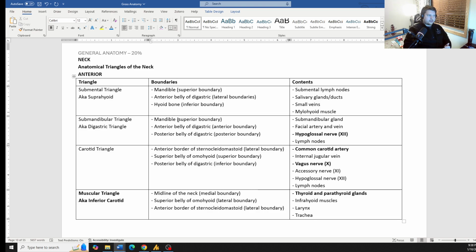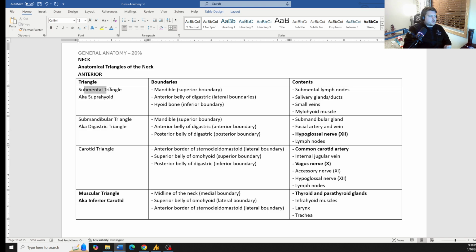So when we find these different spaces, they'll call them triangles, intervals, or spaces. We want to know the name, know the rough location, and know the most important contents. If you want to be 100% sure that you pass boards the first time, 100% drop all this into a Quizlet and memorize the crap out of it. But I'm telling you, you don't have to do that to do well on boards, okay?